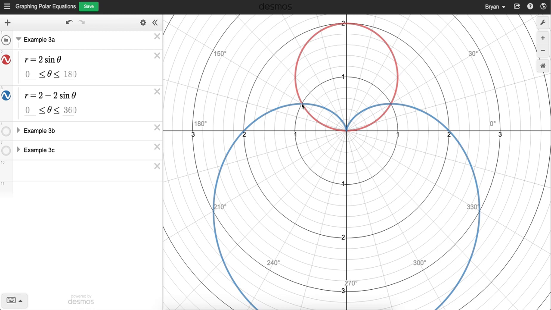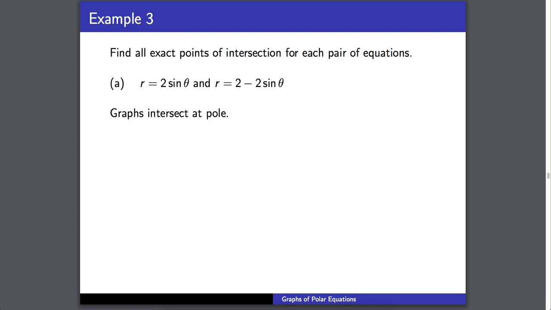And we're going to find these algebraically, but it's probably not that difficult to find where they intersect here in Desmos by visual inspection. So they do intersect at the pole. So we have 2 sine theta equals 2 minus 2 sine theta. Again, where the graphs intersect we're going to set the left and right hand sides equal to each other. So we have r equals 2 sine theta and r equals 2 minus 2 sine theta. This we can substitute in for this. So adding 2 sine theta to both sides, we get 4 sine theta equals 2, and dividing both sides by 4, we get sine of theta equals a half.